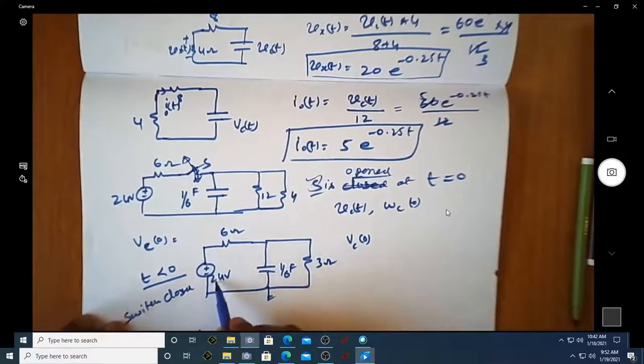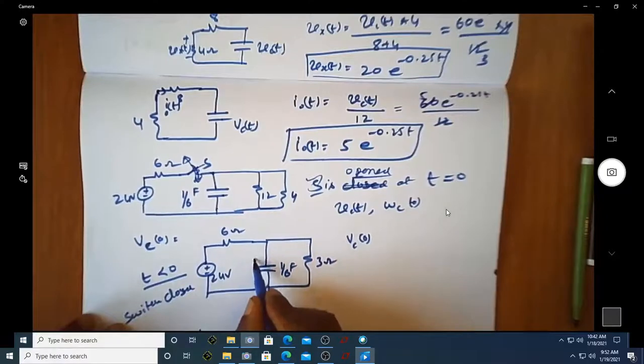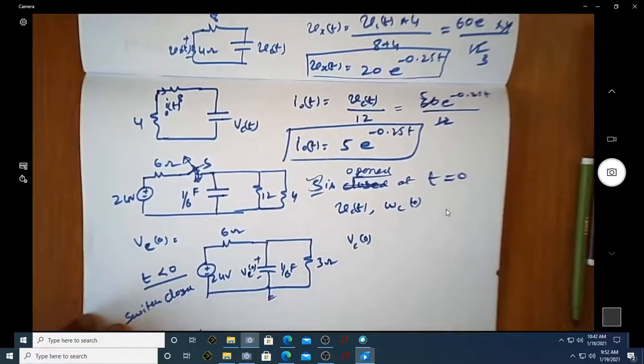When the switch is closed, since it's a DC voltage, this capacitor looks like an open circuit for this DC. If you want to know what is the voltage across this, VC of 0, I have to find out of this 24 how much is dropping here.